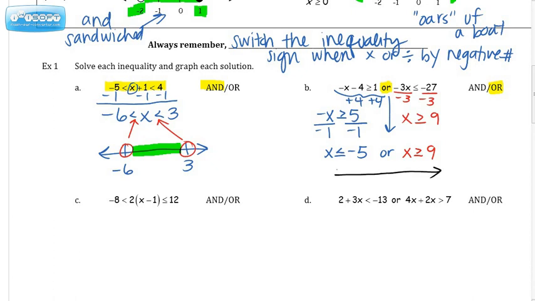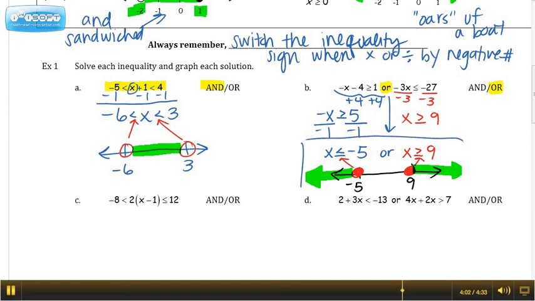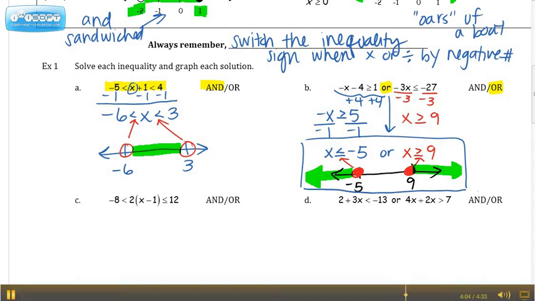So here's my bar. x is less than or equal to -5. x is greater than or equal to 9. Here I would have a closed circle because it's less than or equal to. Here I would also have a closed circle because it's greater than or equal to 9. And then I would shade in the opposite directions. Because remember, or situations, if you do the math correctly, should go in opposite directions. They're like the oars of a boat. So this is what my answer would look like.